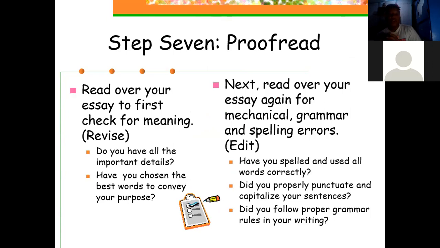And step seven is proofread. Read over your essay first to check your meaning. Do you have all the important details? Have you chosen the best words to convey your purpose? The next is to read over your essay again for mechanical grammar and spelling errors.